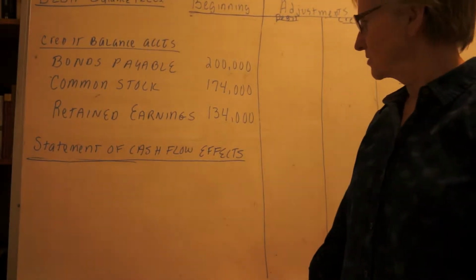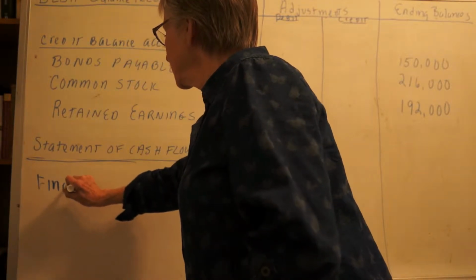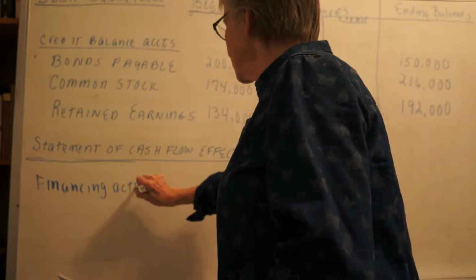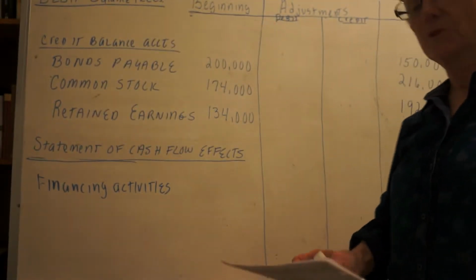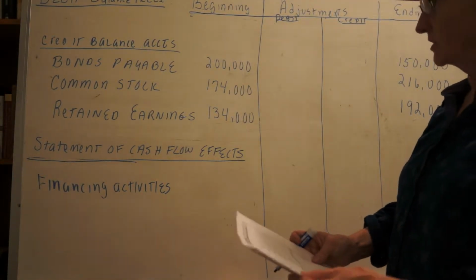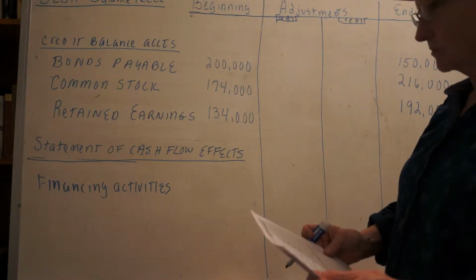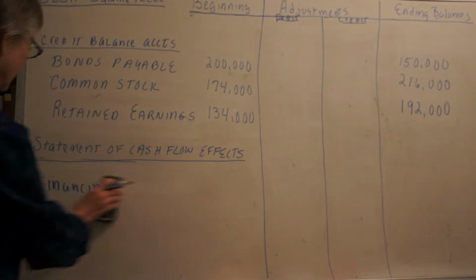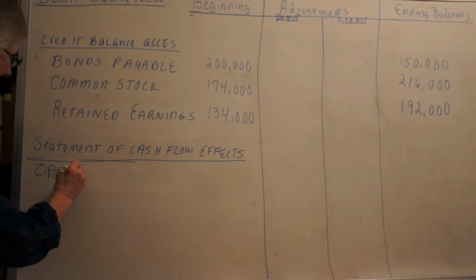Now we get to the financing section of the statement of cash flows. And this, you'll remember, involves your long-term liabilities and your stockholders' equity accounts. And for this, we go to the notes to the financial statements, and we notice that net income for the year was $93,000. And again, we actually do need the operating section here as well.